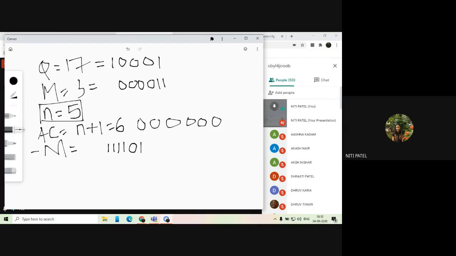So if the question contains decimal numbers for division using restoring, you have to convert those decimals into binary, count the number of bits in Q. Depending on those number of bits, your n will be decided. Then your AC will be n plus 1. Depending on that, you will convert your M into those many bits and also find out minus M, which will be the 2's complement of M. Okay. Now let us go to the first cycle.